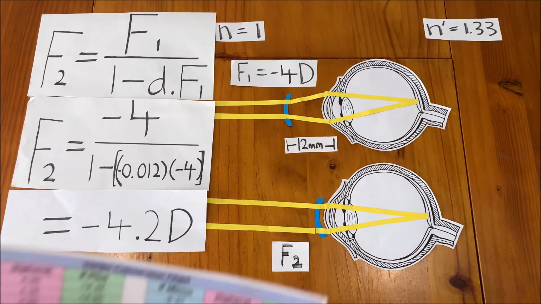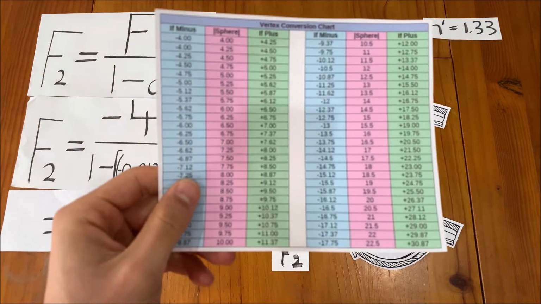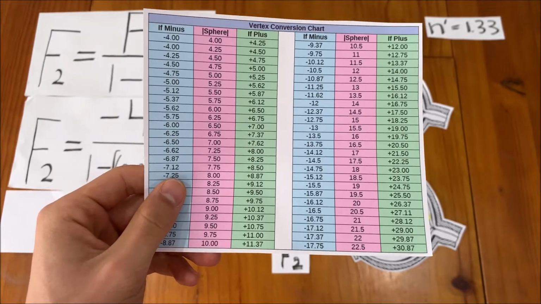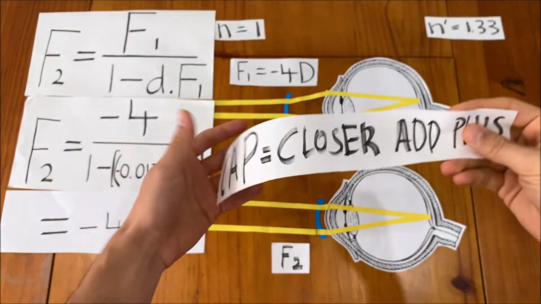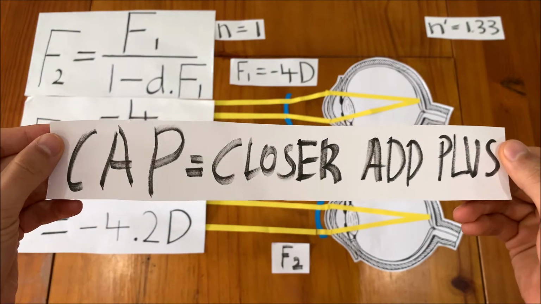However, if we were using lenses with a power of greater than 4 diopters, we can use a vertex conversion chart to help us to do these calculations quickly. Just remember, cap: the closer you get, add plus.